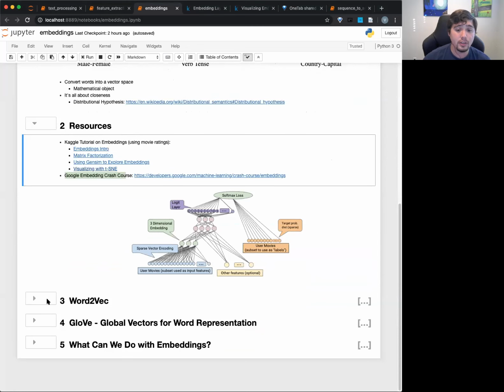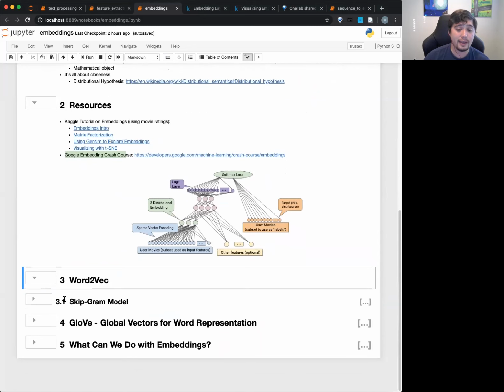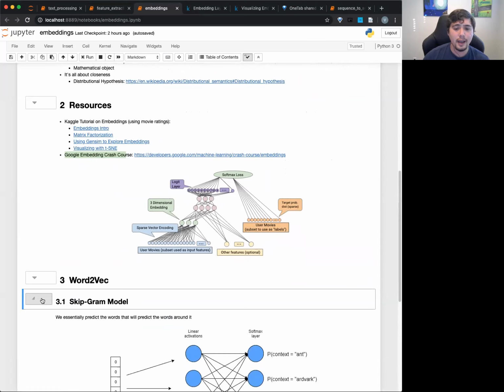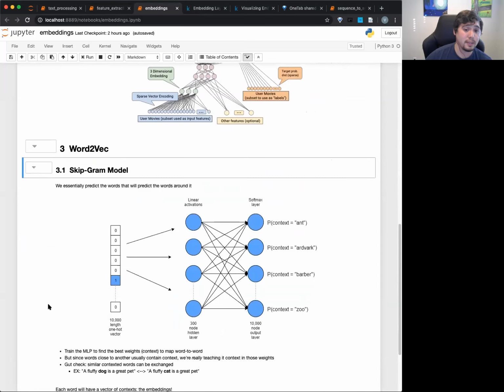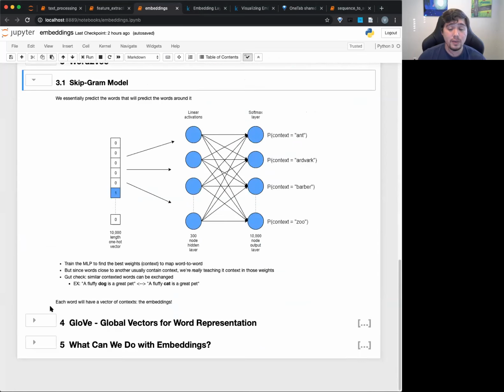The first one that we're going to talk about is word2vec. Word2vec is a really powerful machine learning method, and I think it's one of the original ones. The idea here is that we can use something called a skip-gram model. Remember how I said this embedding is going to be based on the fact that words that are close together will have similar context to each other?